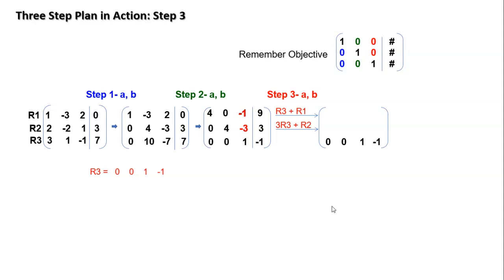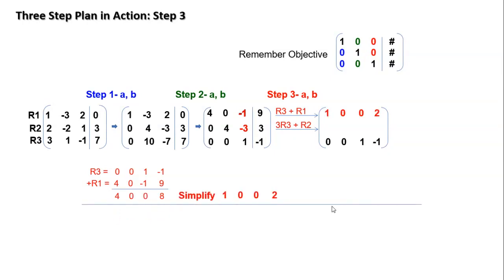Let's do the first one first. Row 3 is just that, not doing anything to it. Row 1, I'm not doing anything to it. I'm just adding these two rows together. So when I add these two rows together, I get 4, 0, 0, 8. Again, I'm going to simplify, because I see that 4 and 8 are both multiples of 4, right? So I'm going to divide by 4 on the whole row. 4 divided by 4 is 1. 0 divided by 4 is 0. 0 divided by 4, 0. 8 divided by 4 is 2. So that's my row 1.